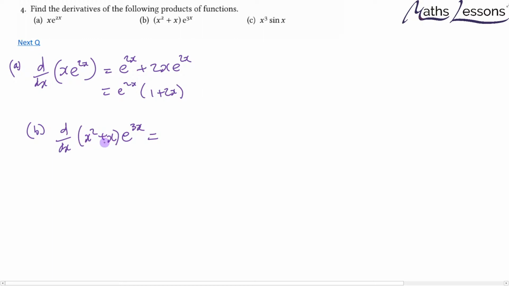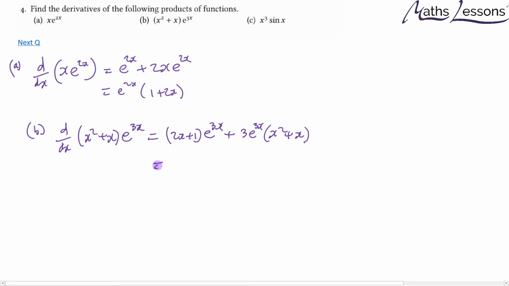We get 2x plus 1 times e to the 3x. Actually, it wasn't a chain rule problem. I don't know why I said that. Plus, this is a sort of semi-chain rule problem. We're going to differentiate the 3x, so we get 3. So we're going to get 3e to the 3x times x squared plus x.